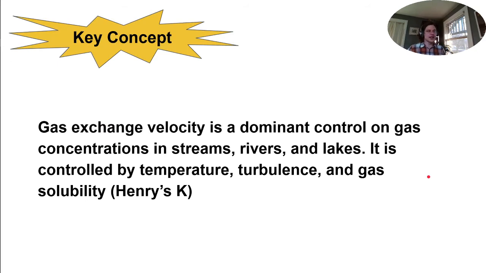So a key idea here is that gas exchange velocity is a dominant control on gas concentration in streams, rivers, and lakes. It is controlled by temperature, turbulence, and the gas's solubility, or Henry's K.